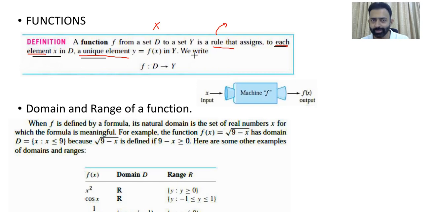Let us reread the definition: a function f from set d to set y is a rule that assigns to each element, meaning there should not be any element left in the input set, a unique element y in the output variable. Unique element, right? So it is written like this type of mapping, that function f is defined from input x to y, that output elements of y are related to input elements of x. This is the input set, this is the output set.